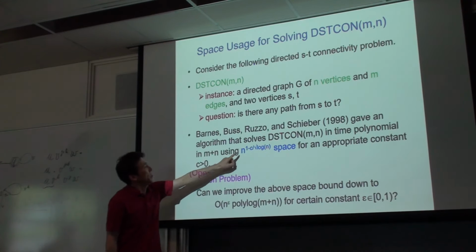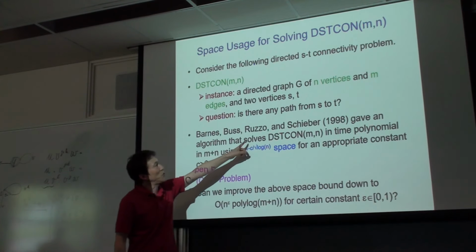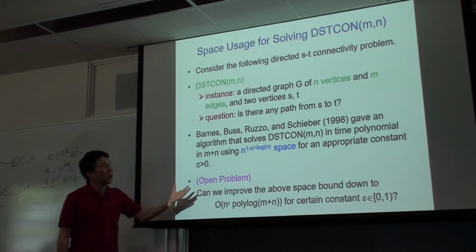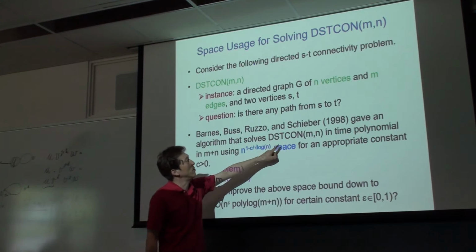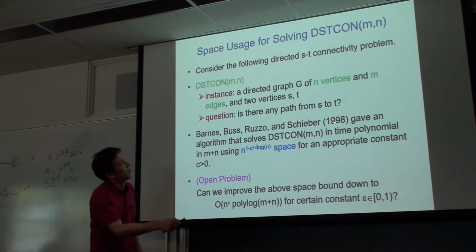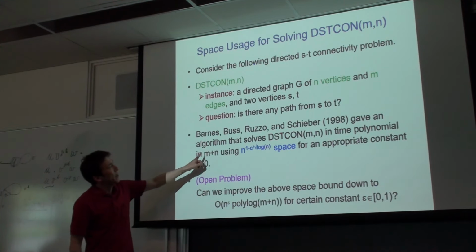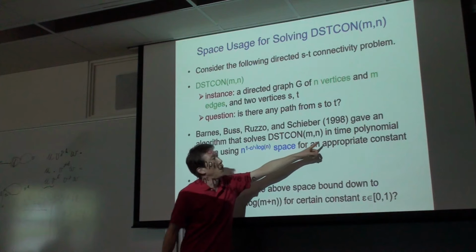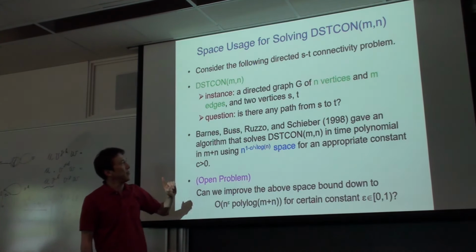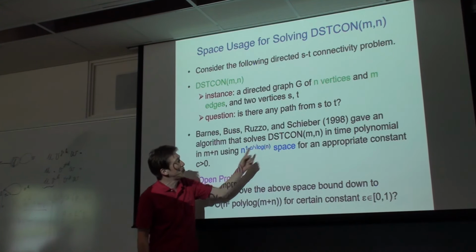Some years ago, in 1998, Barnes, Buss, Ruzzo, and Schieber presented a very nice algorithm to solve this DSD-con with particular parameters, m vertices and n edges. Their algorithm works in time polynomial in n plus m, and also uses space n to the 1 minus c over the square root of log n.